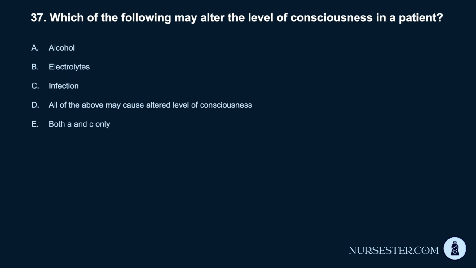37. Which of the following may alter the level of consciousness in a patient? A. Alcohol. B. Electrolytes. C. Infection. D. All of the above may cause altered level of consciousness. E. Both A and C only. Correct answer, D. All of the above may cause altered level of consciousness.